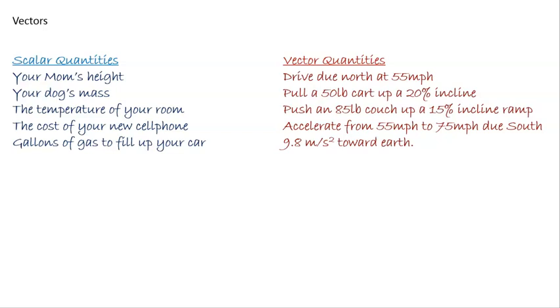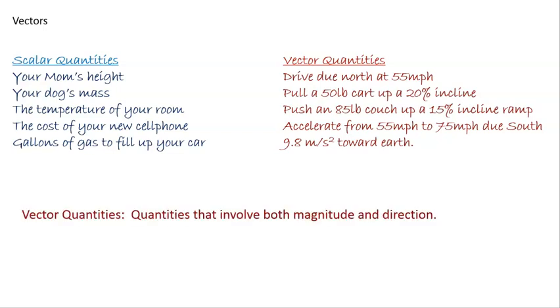Anybody know what that is? Do you recognize that? That's gravity. Gravity pulls at 9.8 meters per second squared toward the center of the earth. That is a vector quantity. Now you probably notice the difference. Vector quantities have a magnitude along with a direction. There's a value along with a direction that goes with that value.